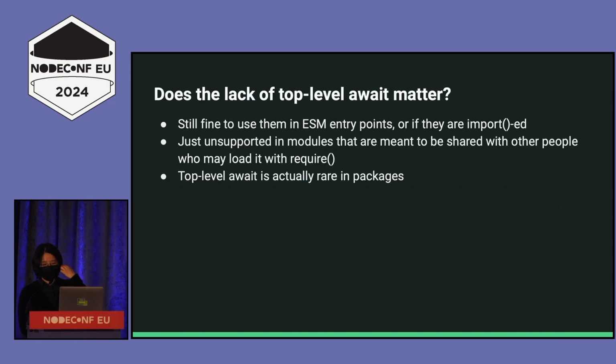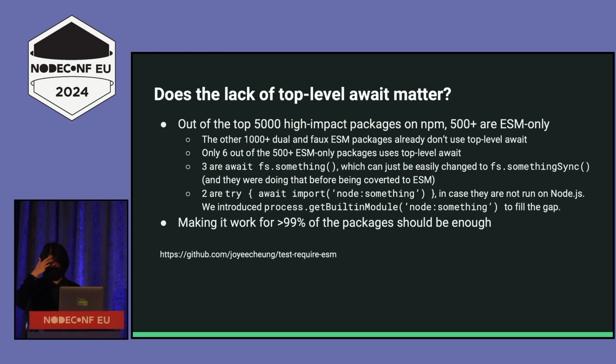Now, one of the questions we had was whether the lack of support for top-level await would be another problem. Note that we are only not supporting it in require. Top-level await can still be used in ESM entry points and in modules that are imported. The problem only happens when the module is shared with other people who load it via require. But it turns out packages in the ecosystem don't actually use await at the top level that much anyway. We tested on the top 5,000 high-impact packages on npm. About 1,000 of them are dual or full ESM packages, which already don't use top-level await anyway.